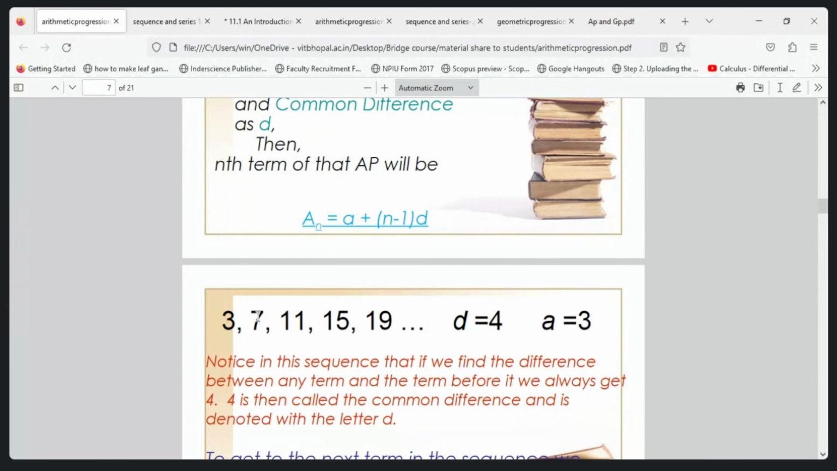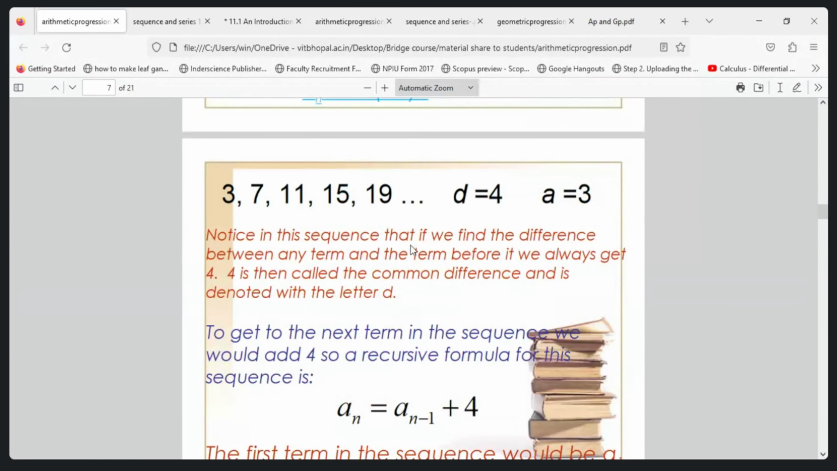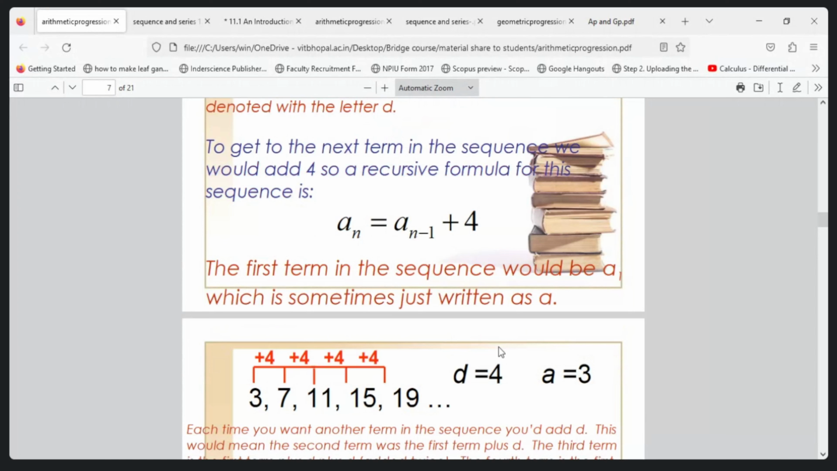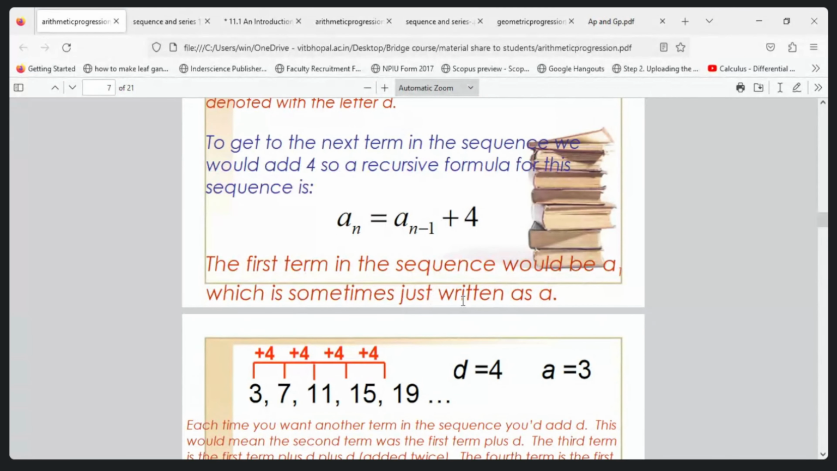Now take 3, 7, 11, 15, and so on. You can see here the D is 4 and the first term is 3. Notice in this sequence that if we find the difference between any term and the term before it, we always get 4. That means 4 is called the common difference and is denoted by the letter D. To get the next term in the sequence, we would add 4. So a recursive formula is An equals An minus 1 plus 4. The first term of the sequence is 3, then plus 4, plus 4, plus 4, and so on.